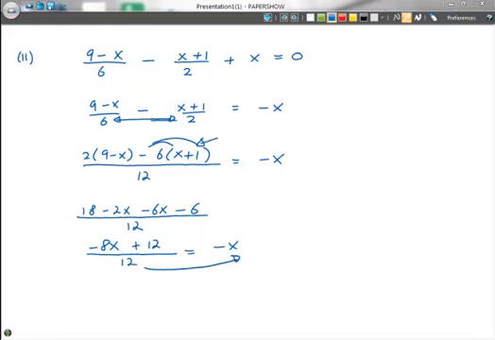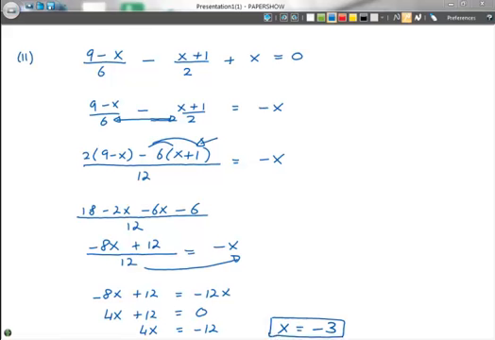Now this 12 can come up and multiply. Minus 8x plus 12 is equal to minus 12x. I'm going to bring the minus 12x across to the left hand side because I like to have them positive. So that will be 4x plus 12 is equal to 0. 4x is equal to minus 12, so x is equal to minus 3. That, as they say, is that.